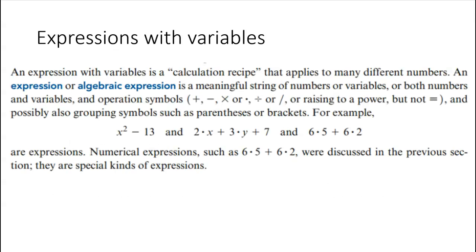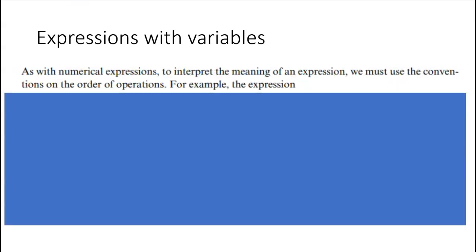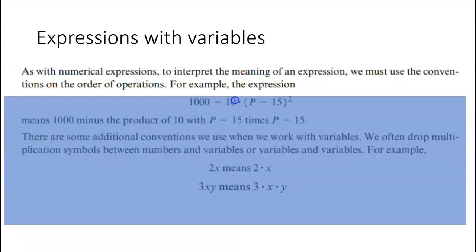So when we are dealing with an algebraic expression, remember 9.1 was numeric expressions, no variables. Now we're talking about algebraic expressions, or sometimes we just call them expressions, and they can have variables in them. So again, a numeric expression would not have any variables, and an algebraic expression would. So we can interpret the meaning the same way.